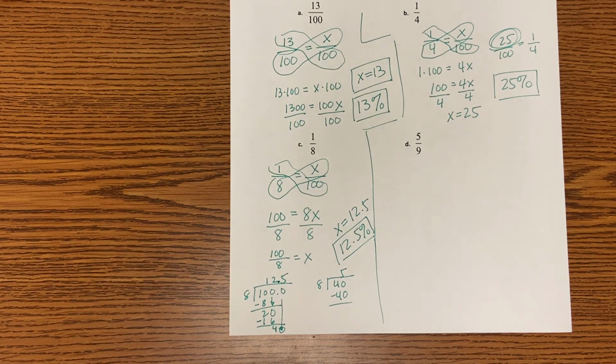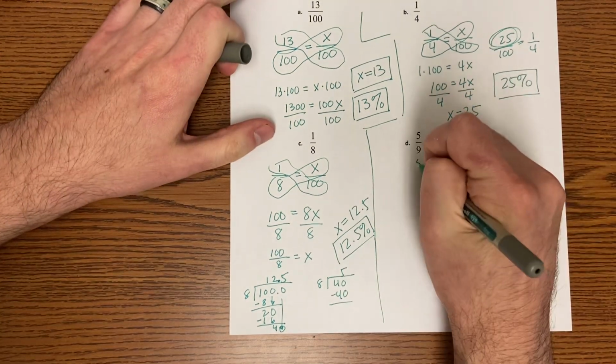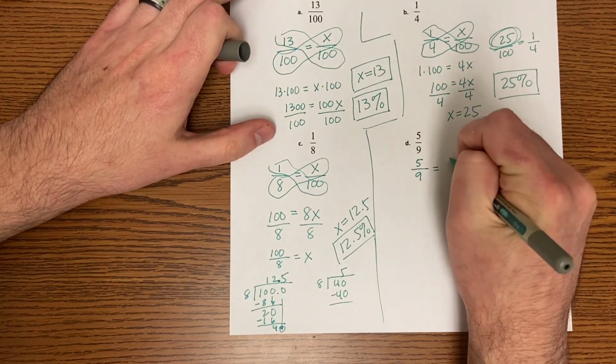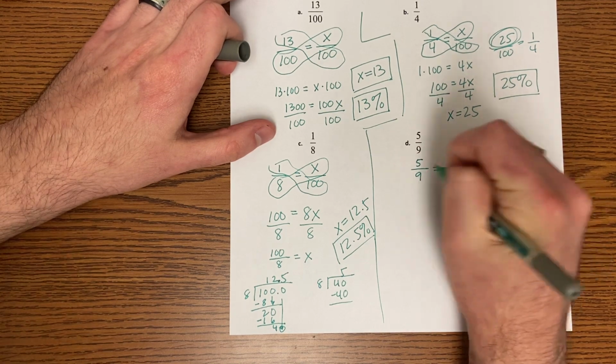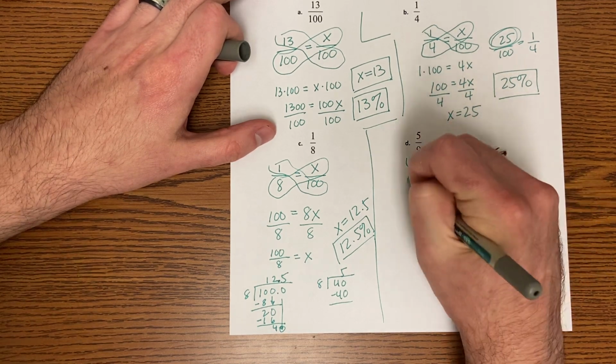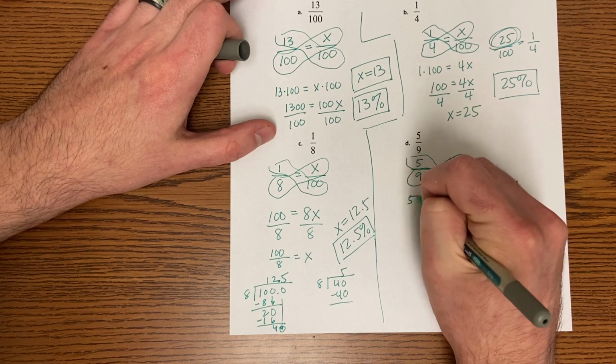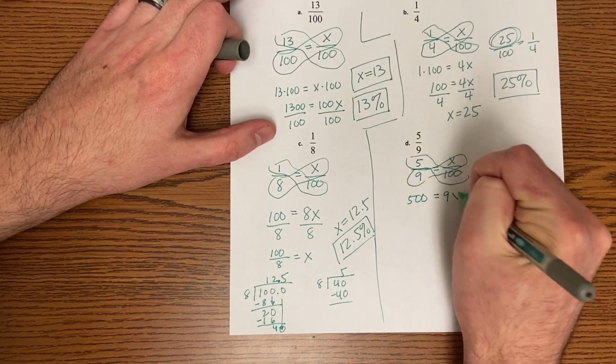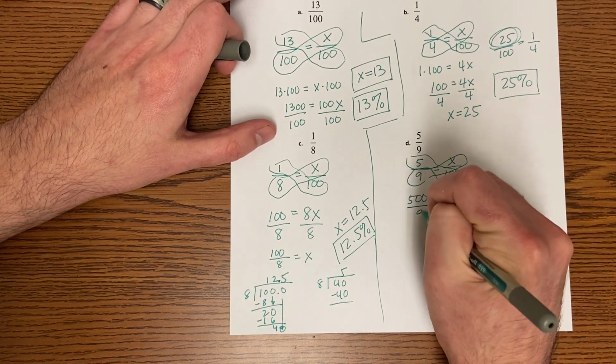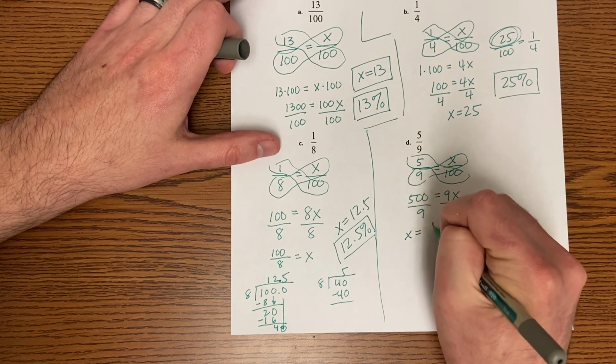This also can be done with repeating decimals. Like we talked about, 9s and 11s might repeat. So let's look at how this works. 5 over 9 equals x over 100. When you cross multiply, you get 500 equals 9x. So you divide by 9. You get x equals 500 over 9.